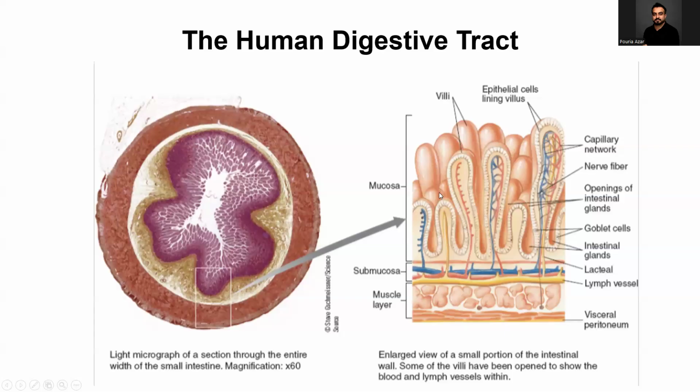These are hair-like structures that increase the surface area of a small intestine, and the absorption happens in these epithelial cells lining the villus. So villi is the plural of villus, and we have different cells in one villus.